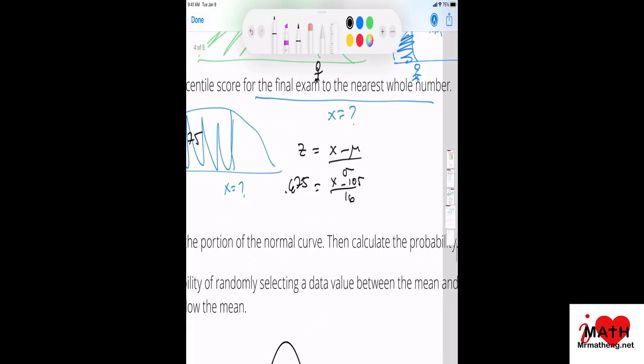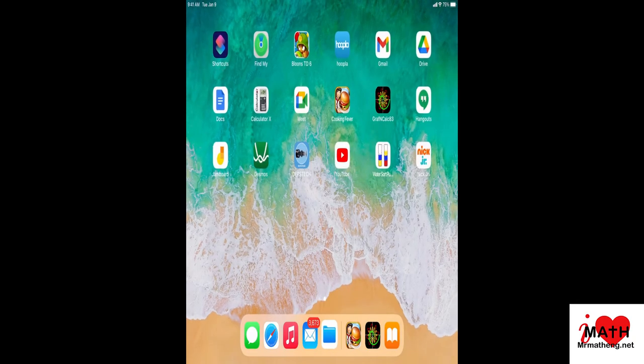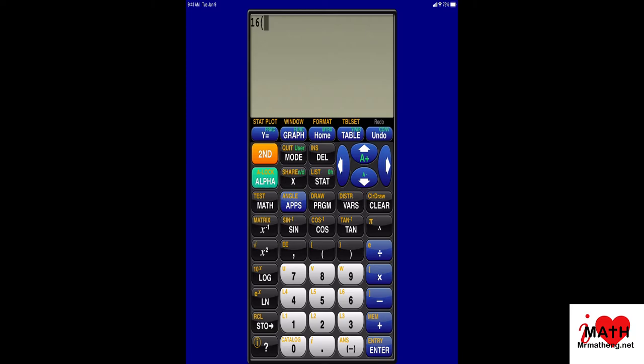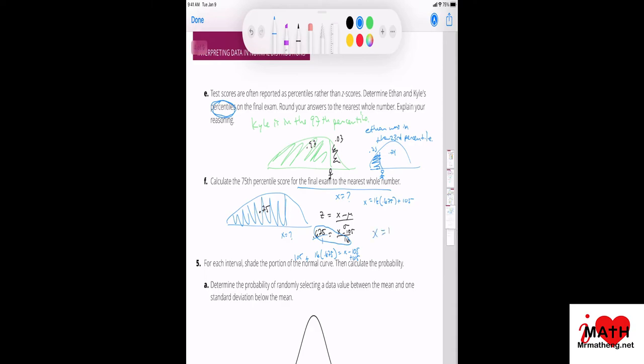And then we just solve for x, and then I'll show you guys with the calculator. I'm just going to cross multiply these two numbers, so 16 times 0.675, and then I'm going to add 105 to both sides. So my calculator-ready equation is this. Let me show it to you. Alright, 16 times 0.675 plus 105. Remember order of operations, PEMDAS: it's going to multiply then add. 115.8 is our answer. It says a whole number, so x equals 116.